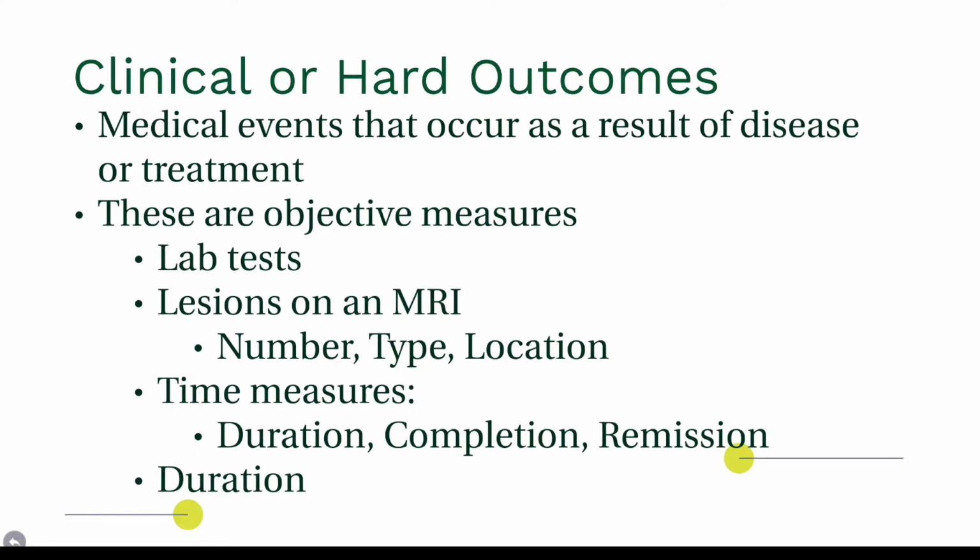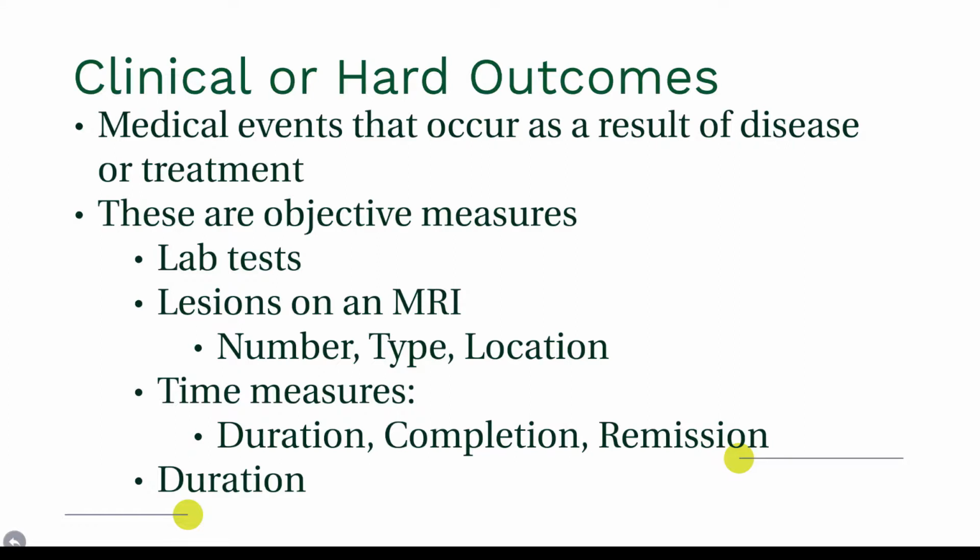Clinical and hard outcomes are considered objective measures, so lab tests, lesions on an MRI, though those can get into softer areas depending upon how you define the margins of a lesion. But really the number, the type, the location, same thing for x-rays, an echocardiogram, all of those can have some level of subjectivity but are considered to be a clinical outcome. Time measures can also be a clinical or a hard outcome.